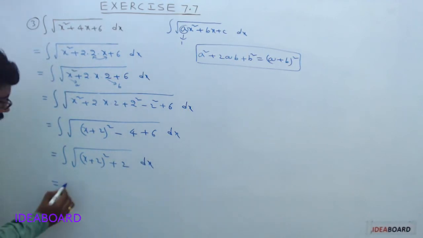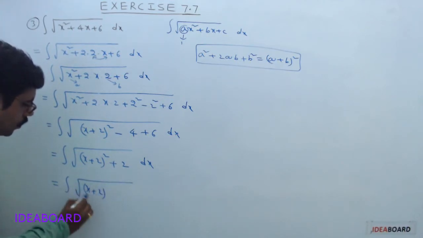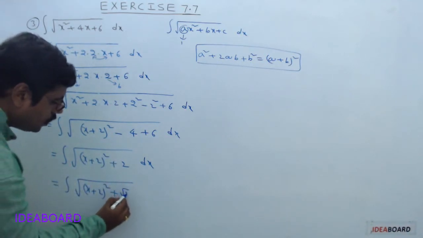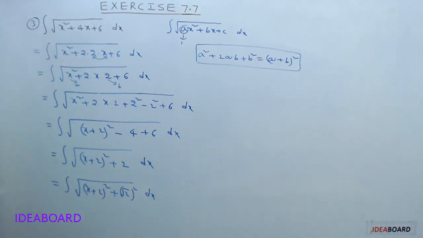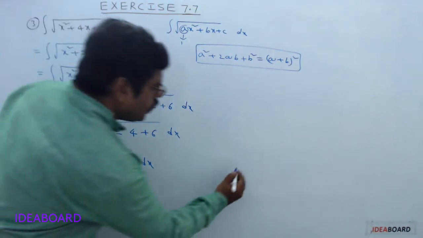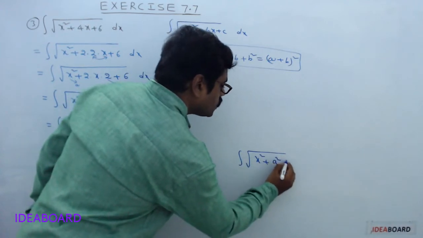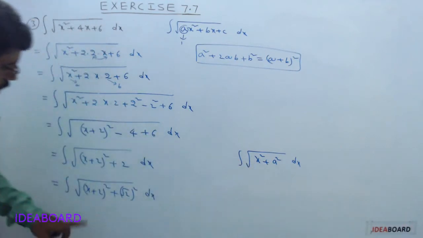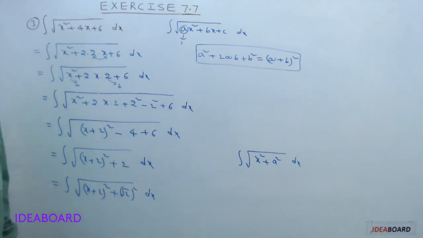Now this is equal to integral square root of x plus 2 whole square plus this constant 2 can be taken as root 2 whole square into dx. Now clearly this term is of the form integral square root of x square plus a square dx. In place of x, x plus 2 will be there. In place of a, root 2 will be there.